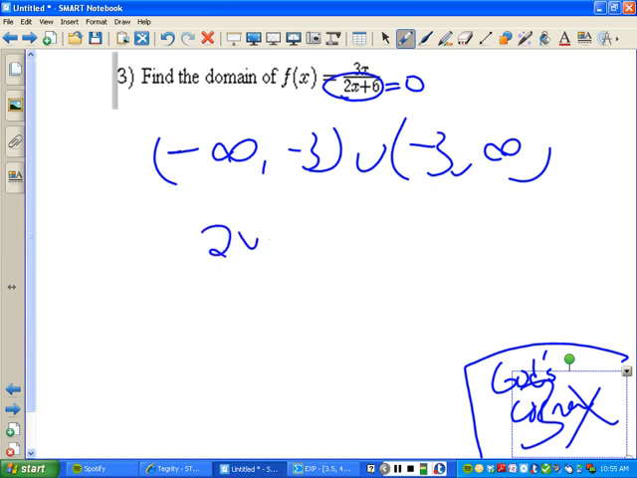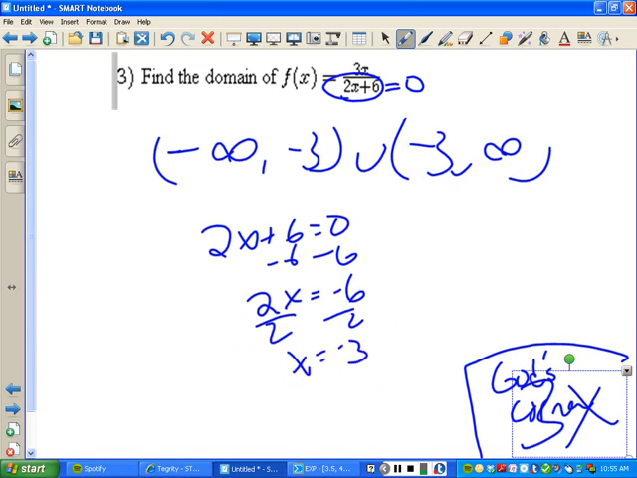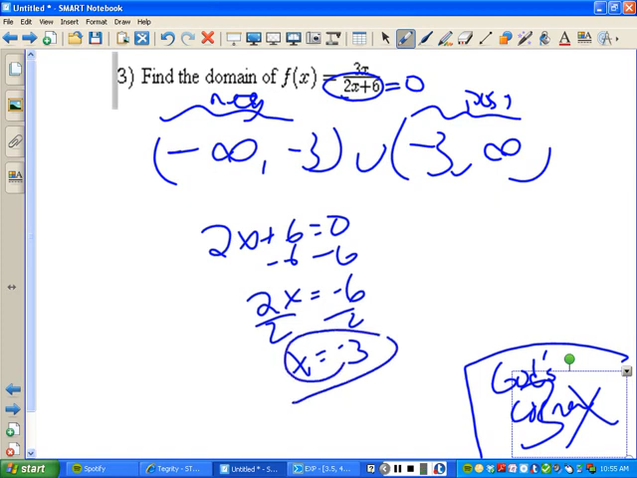Set 2x plus 6 equal to 0. 2x equals negative 6. Divide by 2. X is equal to negative 3. Once you get negative 3, you're excluding negative 3. Remember, these are the negative values, these are the positive values, and the one we don't want is 0. That's what makes it 0. So that's what we're doing there.